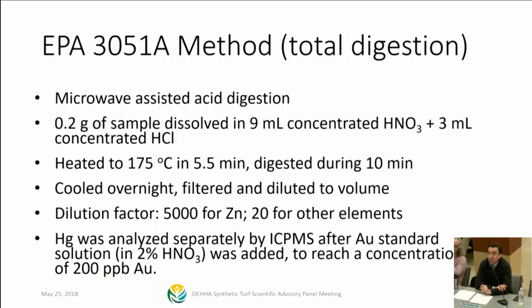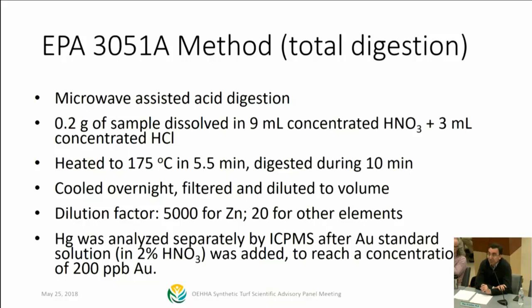So, more details about each of those methods. In the first one, the EPA method, it's a microwave-assisted digestion. We used 0.1 gram of each sample that was dissolved in a mixture of concentrated nitric and hydrochloric acid.